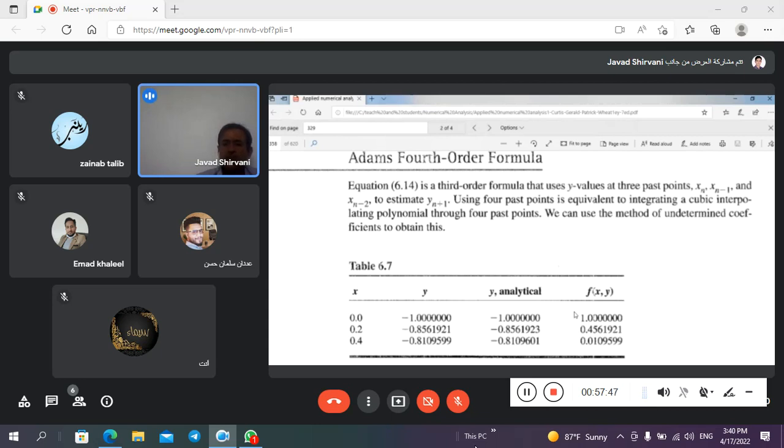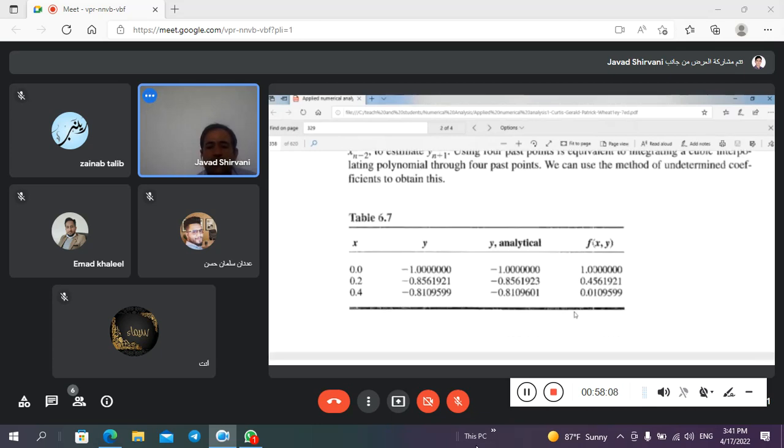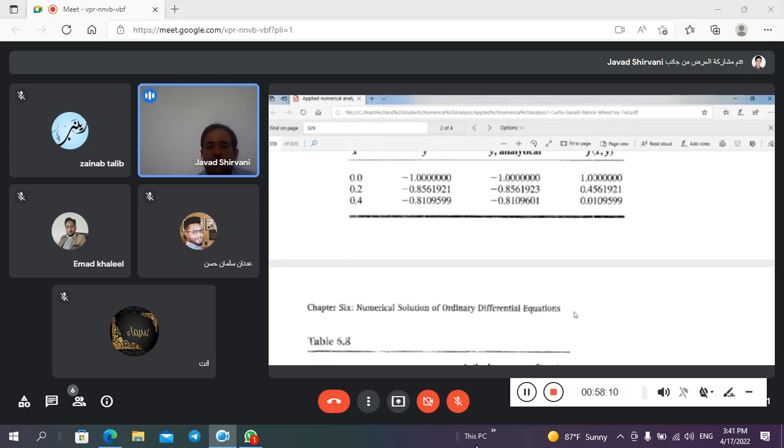If we're using 4 past points, it is equivalent to integrating a cubic interpolating polynomial through 4 past points, and we can get the values here.